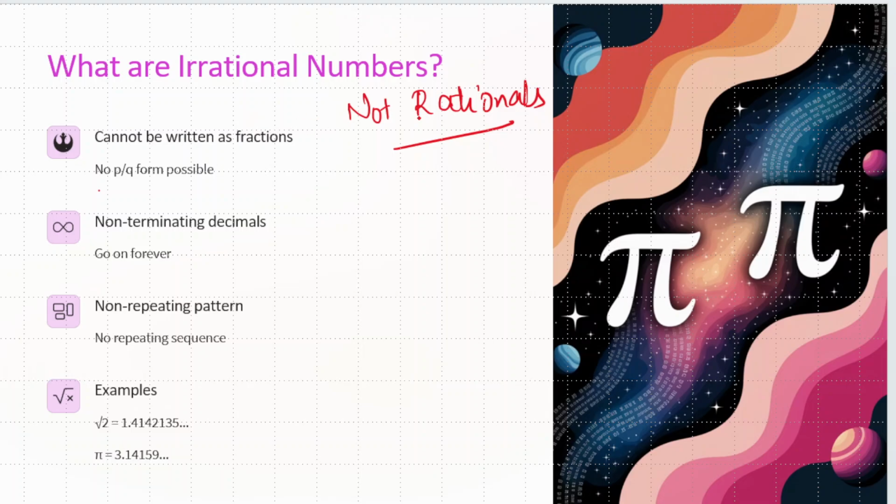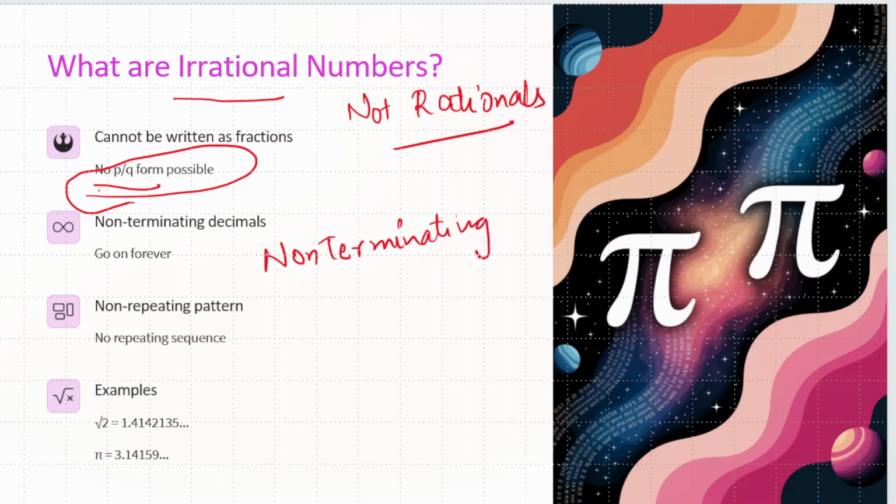Okay. So rational numbers were numbers which were fractions or which were in the form of p upon q. But irrational numbers cannot be written in p upon q form. And the decimal expansion is non-terminating and non-repeating. It will never stop, the remainder will never be zero, and you will not be able to see any pattern. No pattern in the decimal expansion.